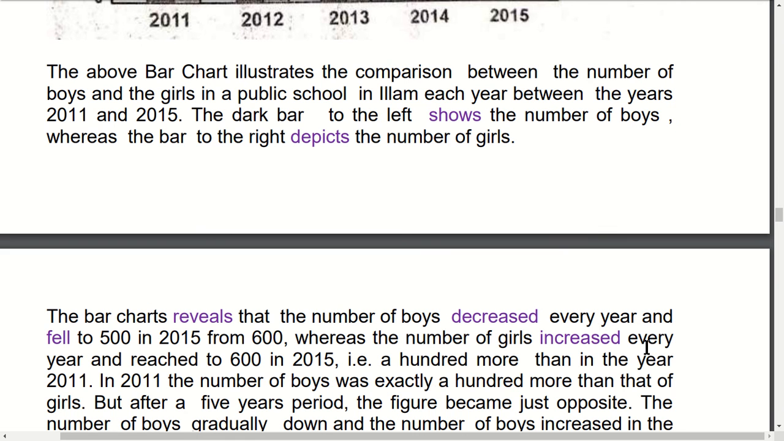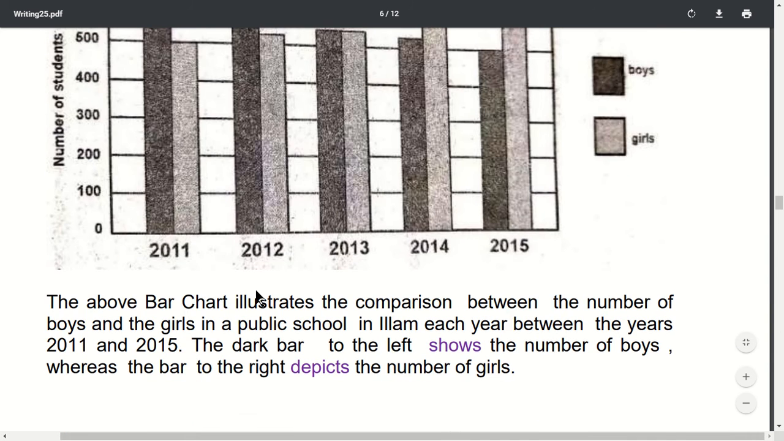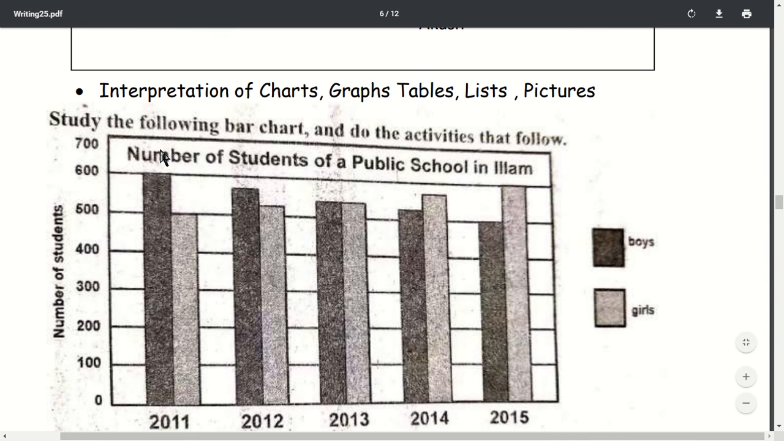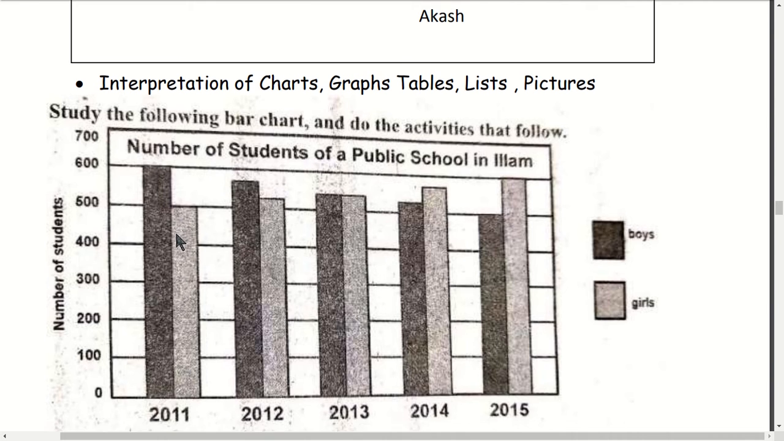In 2011, the number of boys was exactly 100 more than that of the girls. See, in 2011, 500 girls and 600 boys, meaning boys were 100 more than the girls.